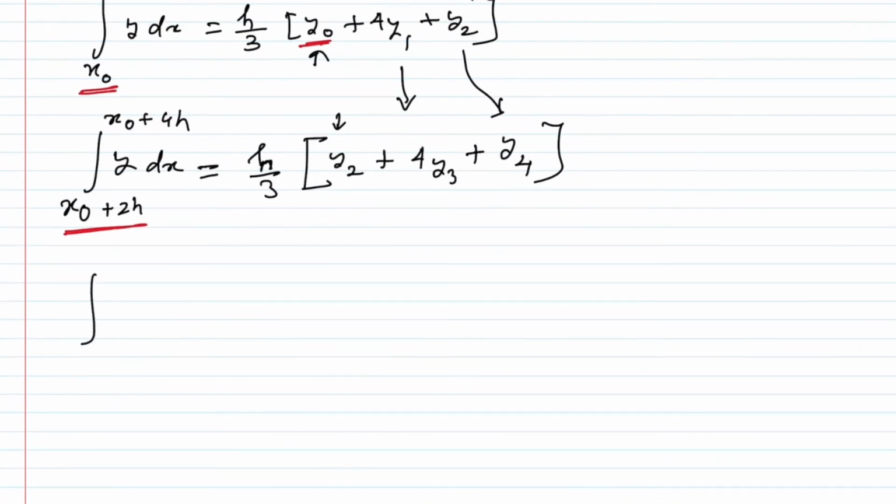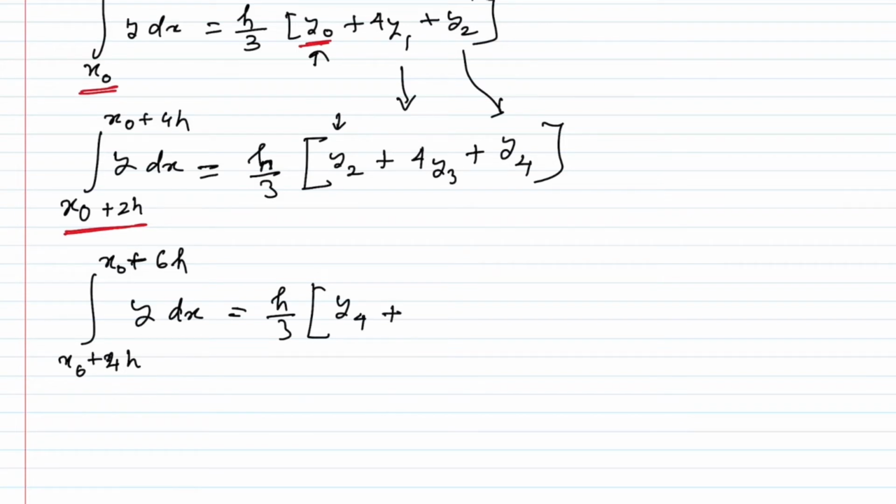And similarly the area of the next section, that is from x naught plus 4h to x naught plus 6h of y dx. This will be h by 3 times, now it will be, sorry, not y3, in this case it will be y4 plus 4 y5 plus y6. So observe the pattern, you can remember these things easily.